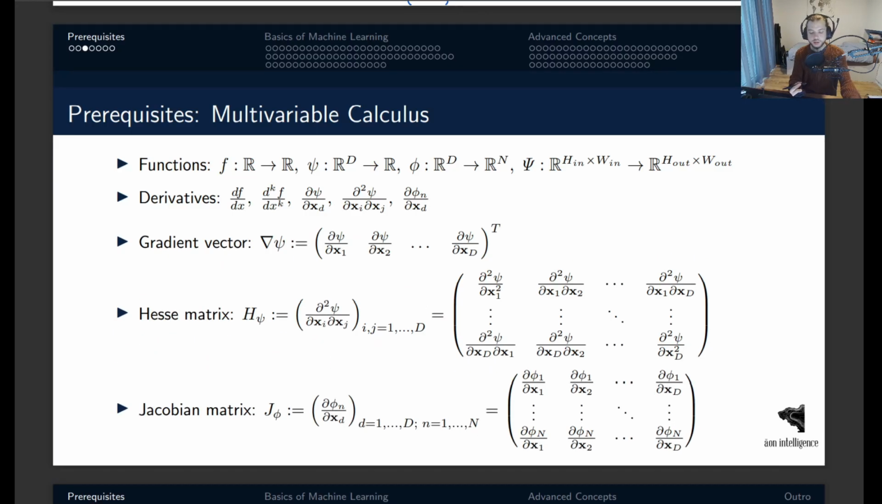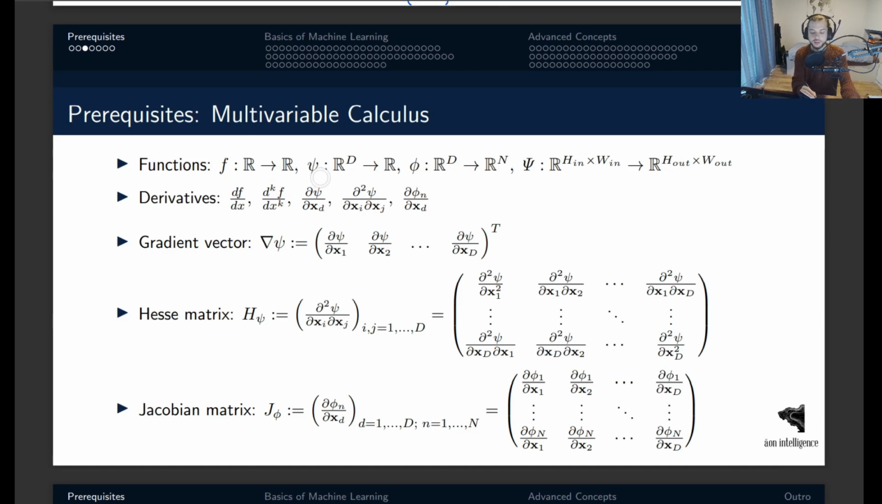There's also a little bit of multivariable calculus that I expected you to know. Namely, the notion of a function should be really clear to you. So in this case, this function f is a univariate function. Also, the output is univariate.